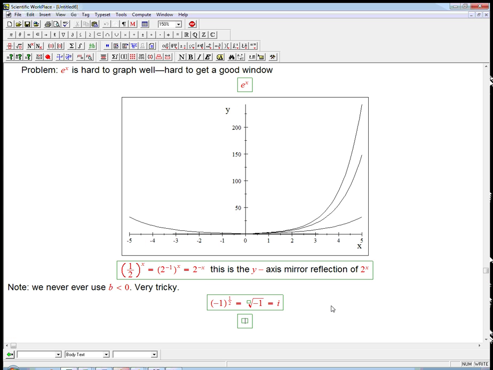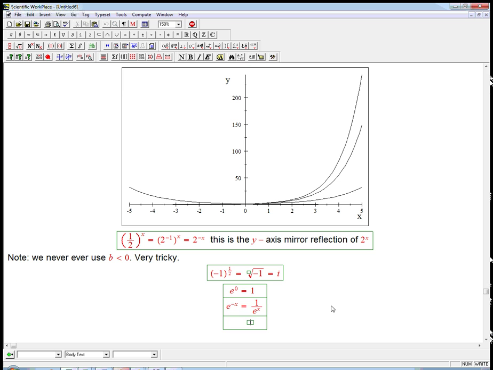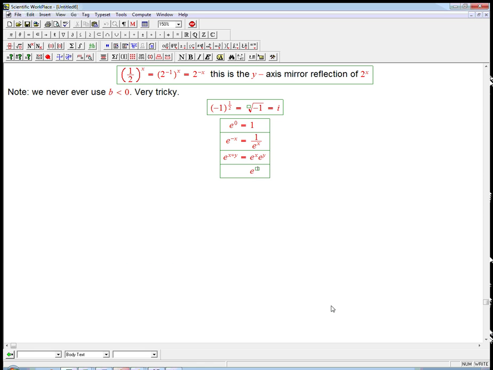Let me just remind you a little bit more about the algebra, though. e to the 0, of course, is 1, because anything to the 0 is 1. We've already talked about how e to the minus x is 1 over e to the x. They're not the same. And another really, really important rule is just coming from rules of exponents. If you take a sum in the exponent, e to the x plus y is e to the x times e to the y. For example, e to the 2 plus 3 is e squared times e cubed.